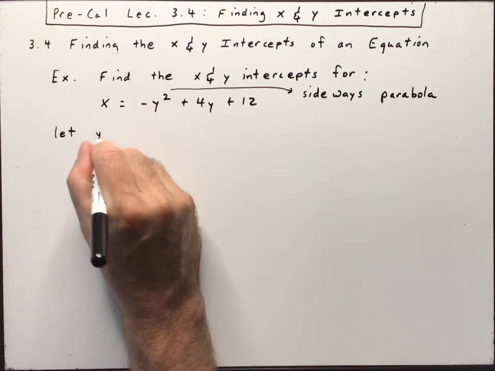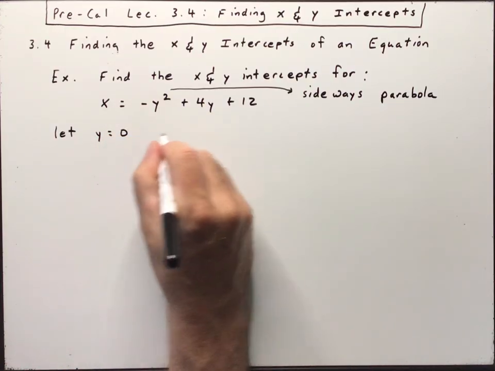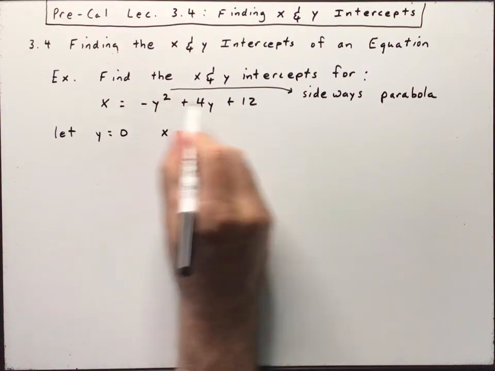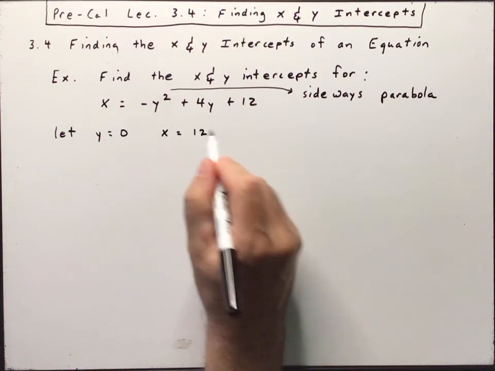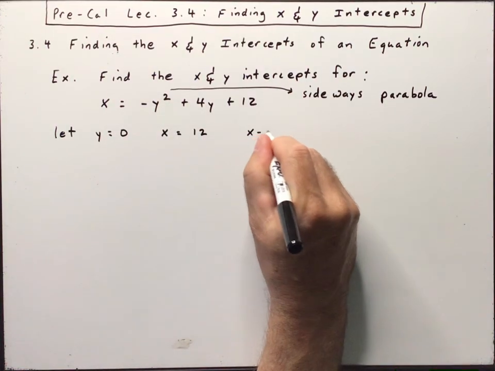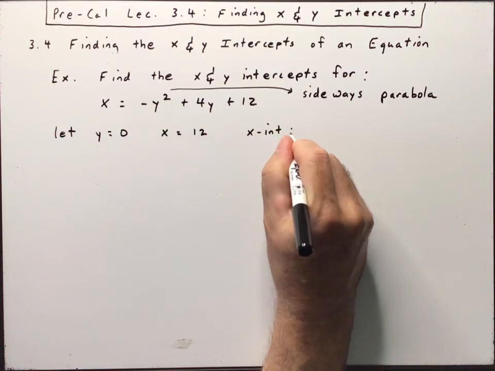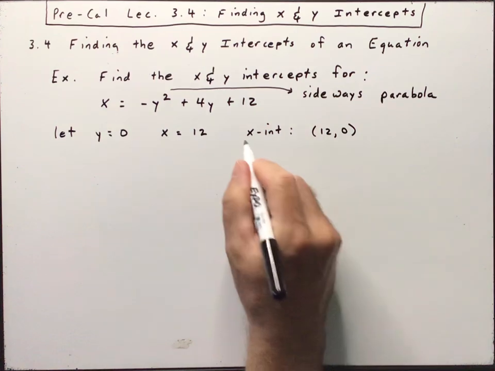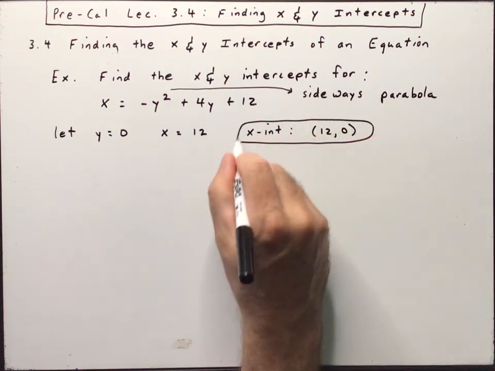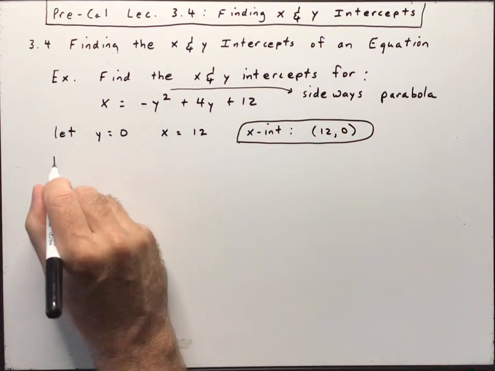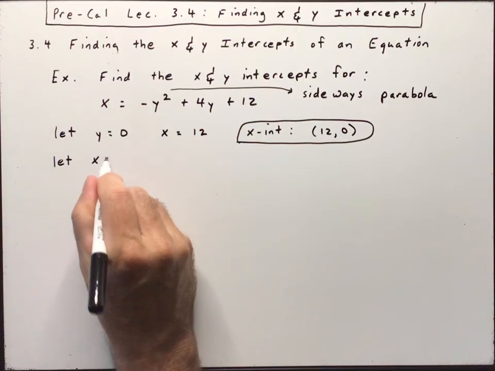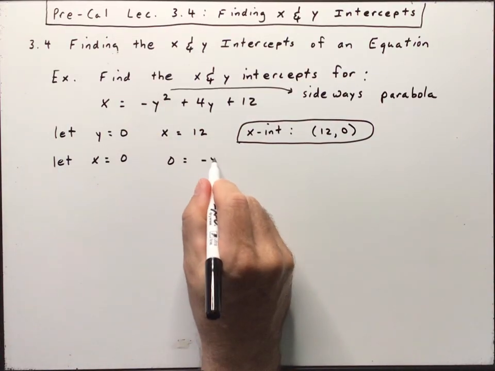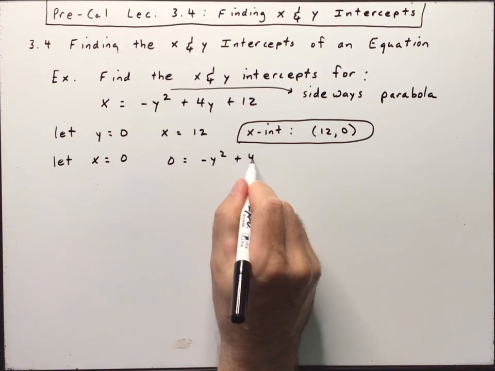So let's let y equal 0. Then x is just 12. So we have an x-intercept at the point (12, 0). So one of them is usually really easy to find. So now let's let x equal 0. If you do that, we have 0 is equal to negative y squared plus 4y plus 12.